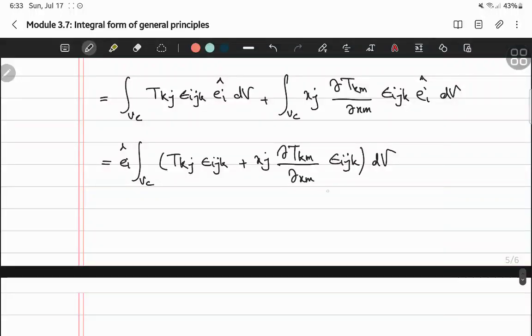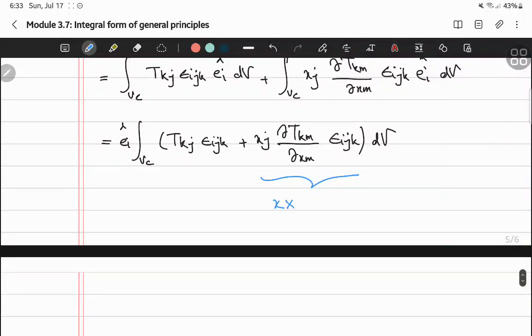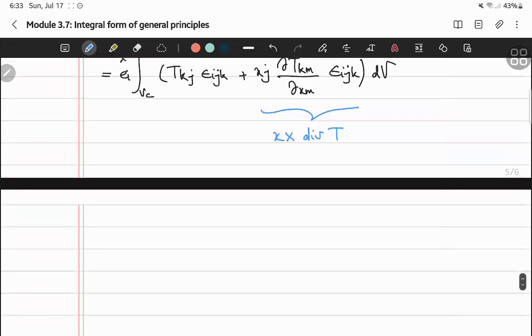Right, where this one here can be written as x cross divergence of t, because we have epsilon ijk and then the partial derivative of tkm with respect to xm. So this is the divergence of the tensor t. This is x, this is basically x cross divergence of t.